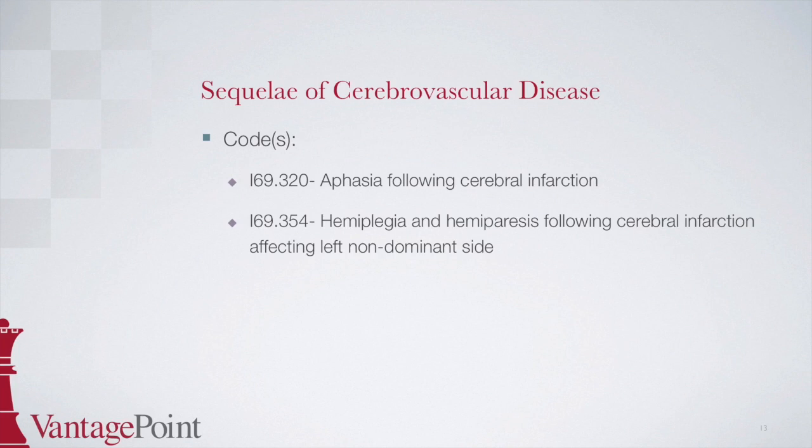For this example, the sequencing of the codes does not matter. Either condition may be reported first. Also, you would not code for history of stroke as it's not a resolved condition since the patient is still experiencing late effects of the condition. Since the sequela codes are combo codes, we are able to report the stroke as part of the sequela code.